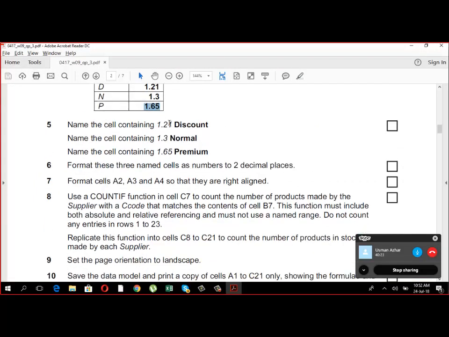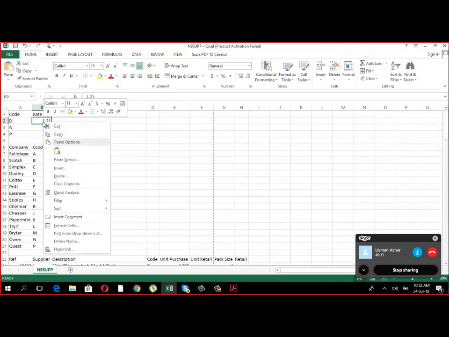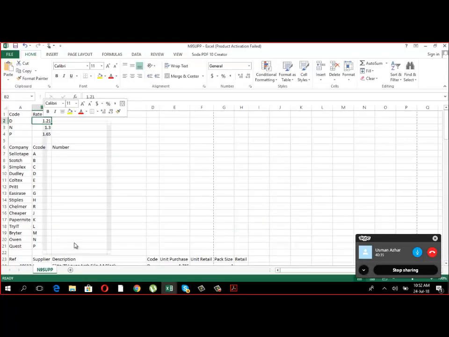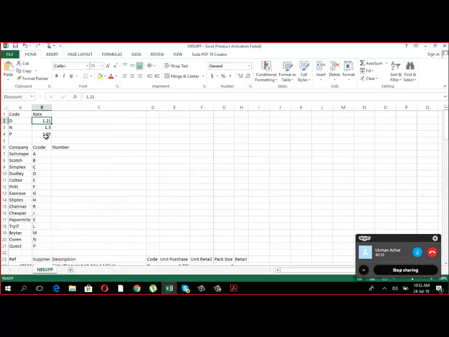Point number 5. Name the cells containing this as discount. Remember the first part of the lecture, naming a cell. Rate. So I have to name this. Right click, define name. Select, discount. Now, can you do it again, sir? Name the cell.